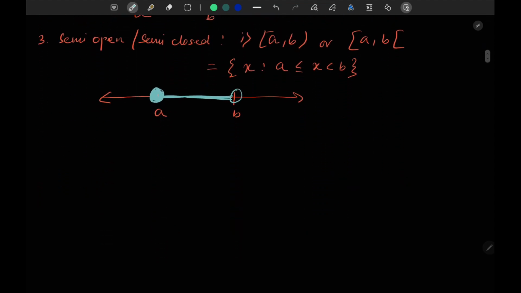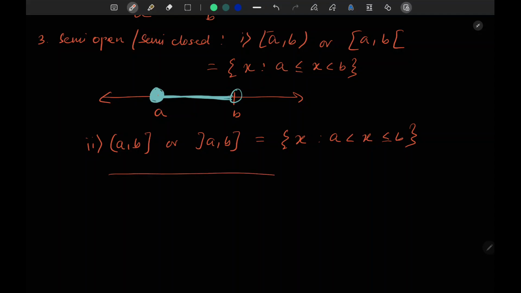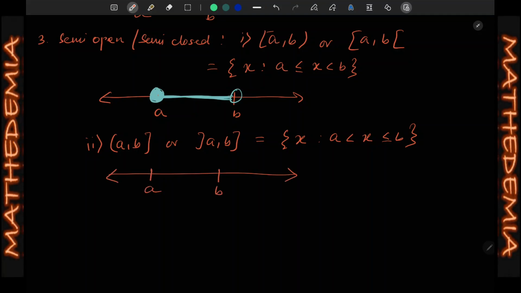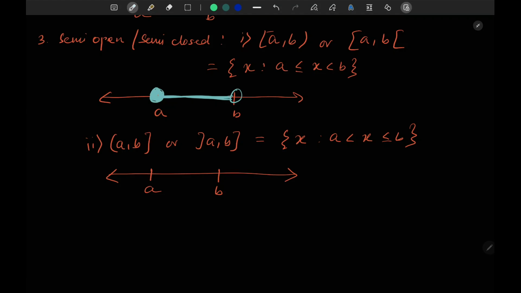And the second type of semi-open or semi-closed interval is denoted as such, which is also known as the left half open interval. This consists of the set of elements which are greater than A but less than or equal to B. So in this case, X can attain the value of the upper limit but not the lower limit. On the number line, B is put in a darkened circle, A is put in an open circle, and the line between A and B is darkened. So this represents all the elements between A and B, in which B is included but A is not included.